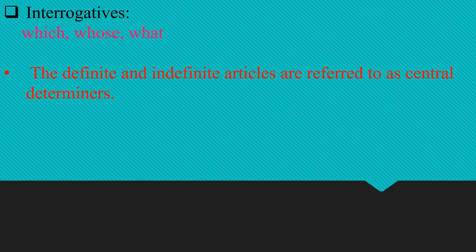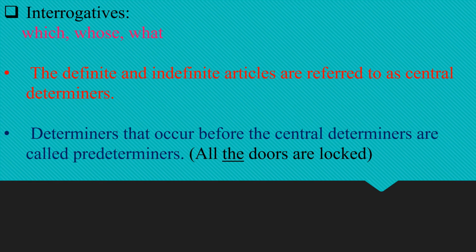Then here is a note to remember in your mind while doing with determiners. See the first one. The definite and indefinite articles are referred to as central determiners. Okay. Definite article: The is called the definite article. A and an are called the indefinite article. Right. See the second point.